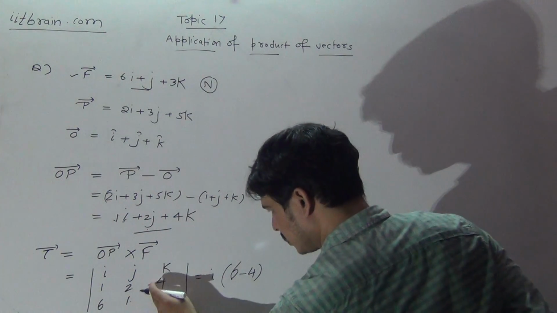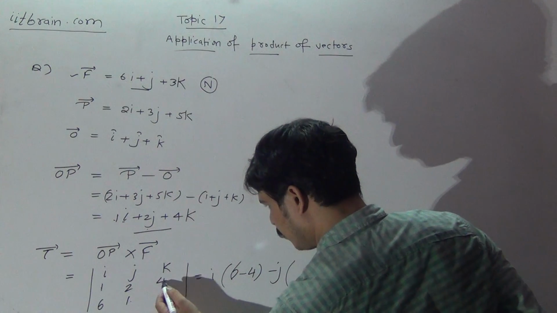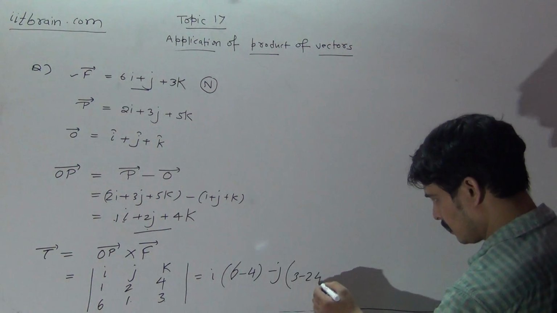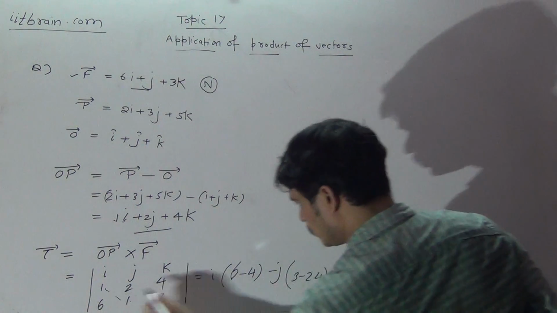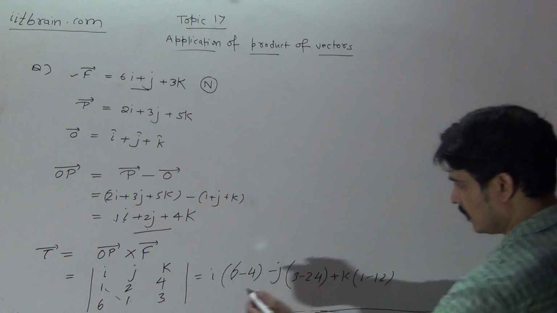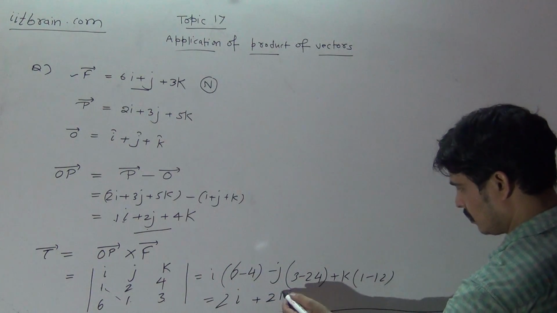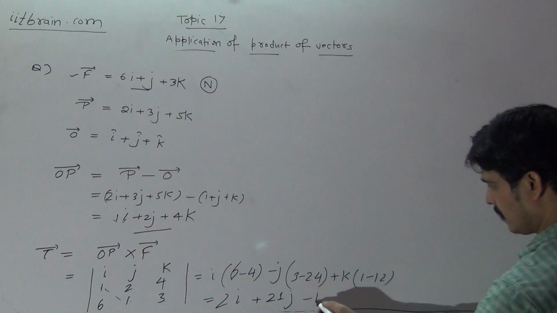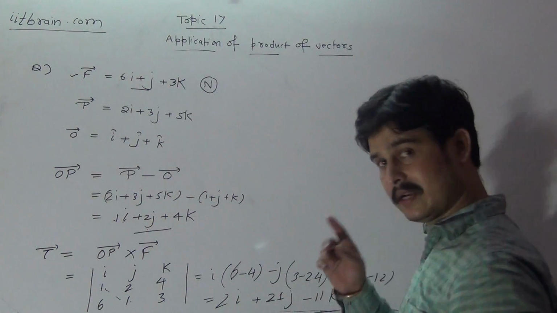ध्यान से समझें. 2 3 is 6, 4 1 is 4, minus j, और j के साथ 1 3 is 3, 4 6 is 24, and plus k, and the coefficient of k is 1 1 is 1, 6 2 is 12, 1 minus 12, and it is 2i plus 21j minus 11k. This is the answer. Torque is 2i plus 21j minus 11k.